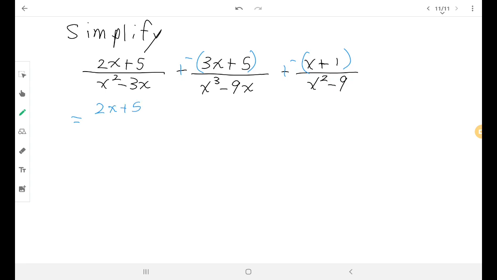2x plus 5 over, I can factor an x out of that. So I'll factor an x to the front, and x squared divided by x leaves me with an x, minus 3x divided by x leaves me with just a 3. Plus, and I'm going to distribute the negative up at the top there. So I have negative 3x plus negative 5. Again, that helps me keep track.